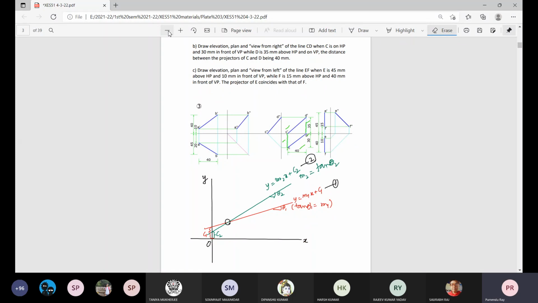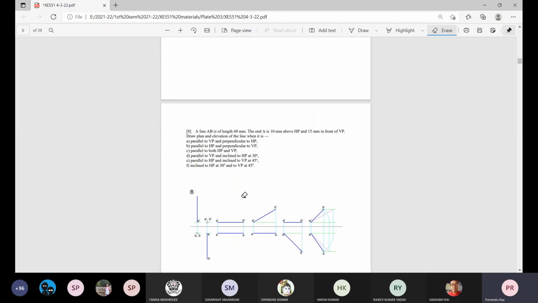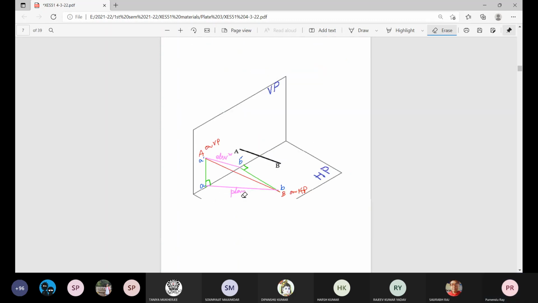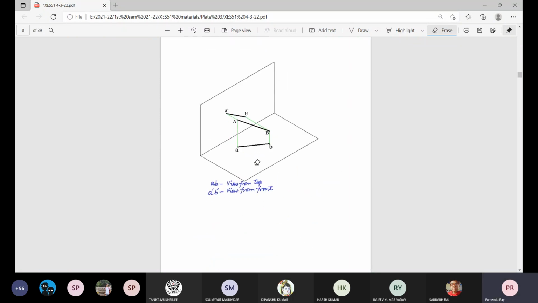Now, corresponding to this plate, hopefully we are now confident about all such situations. These are some special configurations. One point is on VP, the other point is on HP. But truly speaking, the length of the plan and the length of the elevation will be L cos theta and L cos phi. Relative height will be L sin theta. The relative distance between A and B measured from the vertical plane is L sin phi. So all this mathematical information is automatically satisfied from these drawing procedures.